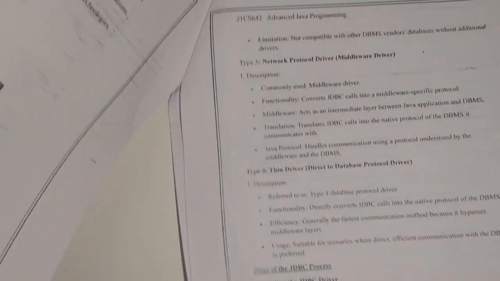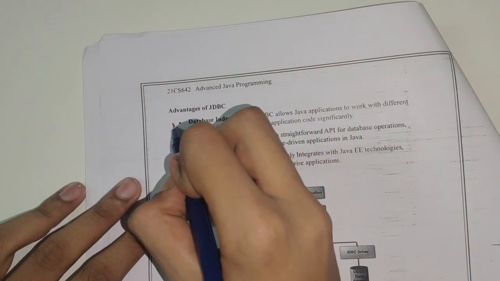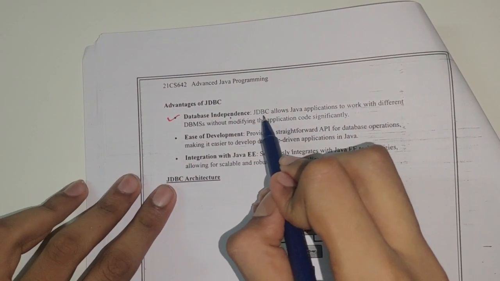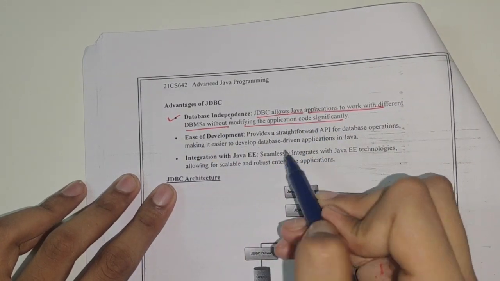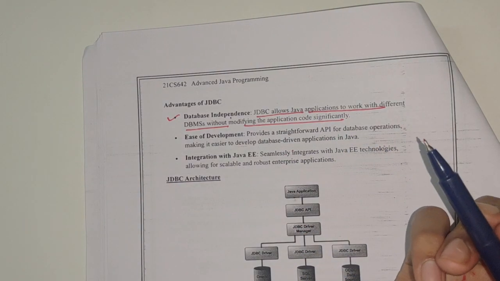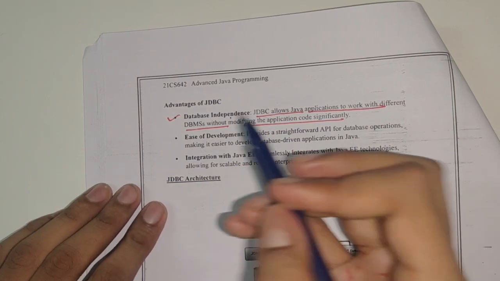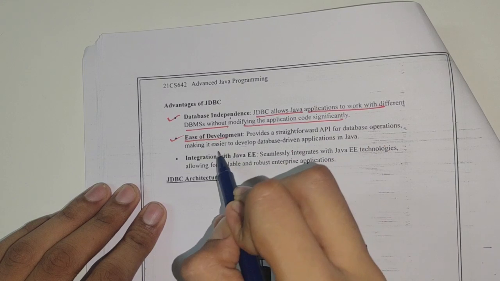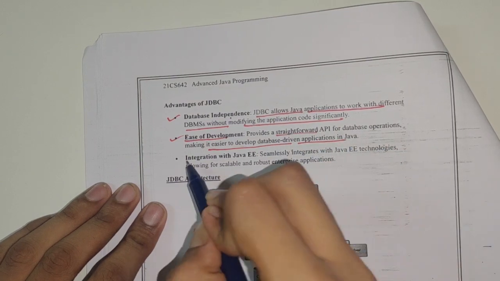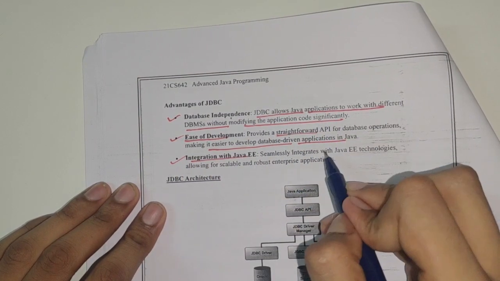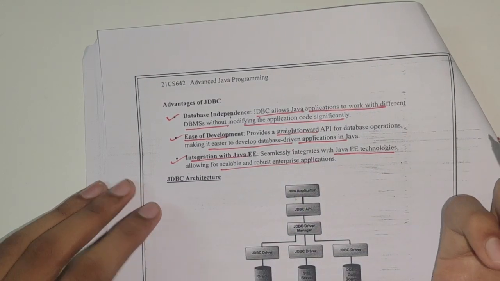Moving forward, next, advantages of JDBC. First is database independence. Database independence in the sense JDBC allows a Java application to work with different DBMS without modifying the application code significantly. That means Java applications can work with different DBMS without changing the application code. Next is the ease of development. That means it makes it easier to develop database driven applications in Java using this API. It's quite straightforward. Next is integration with Java EE. That means it can integrate with all the Java technologies, allowing for more scalable and robust applications.